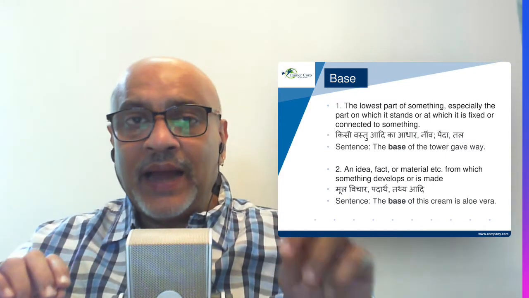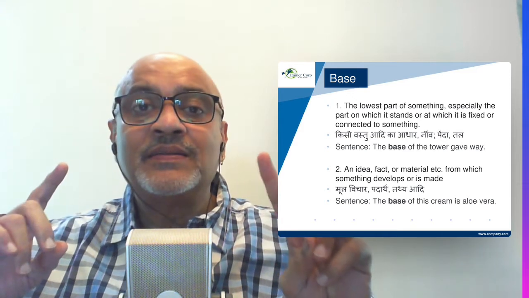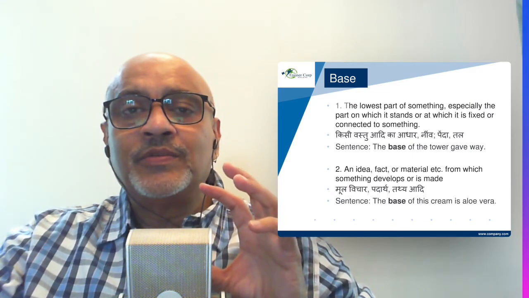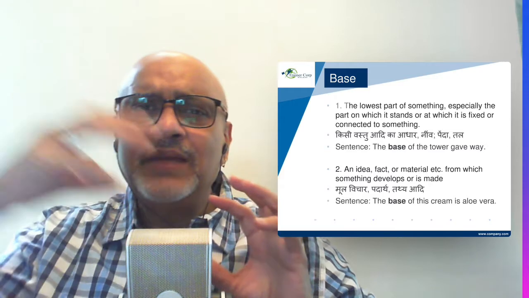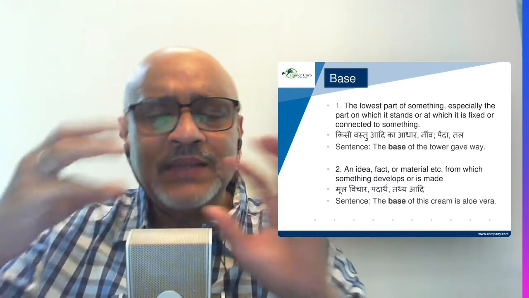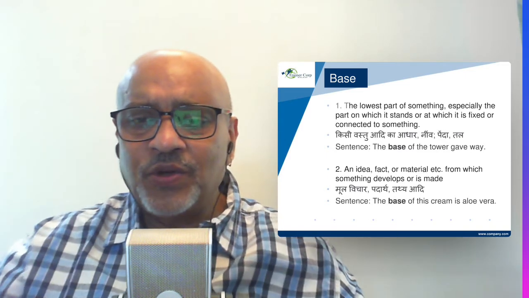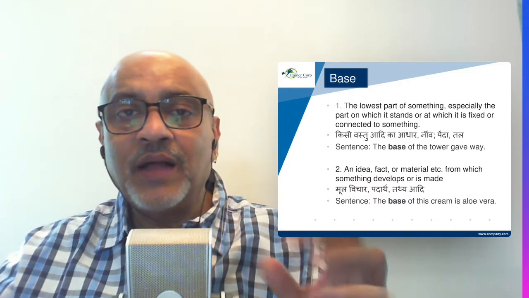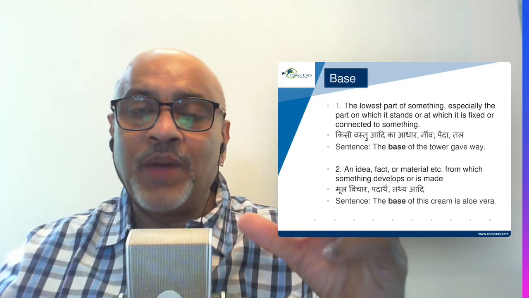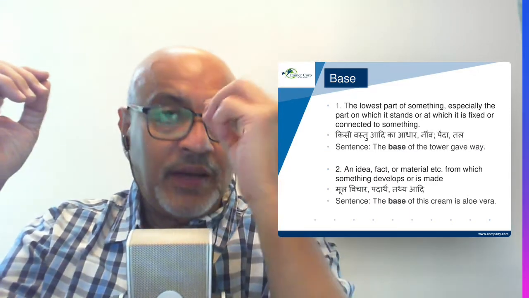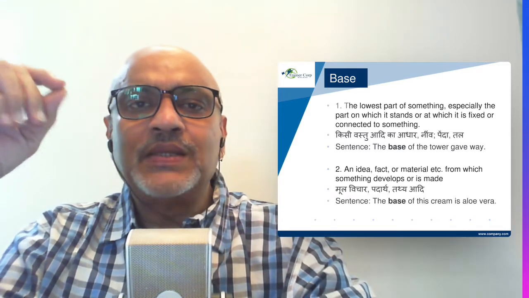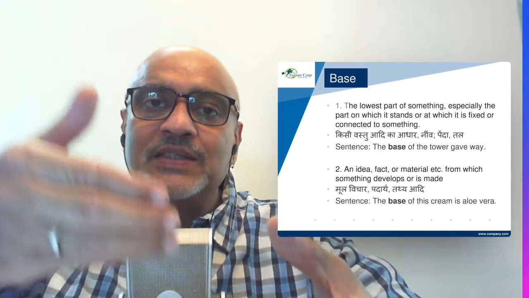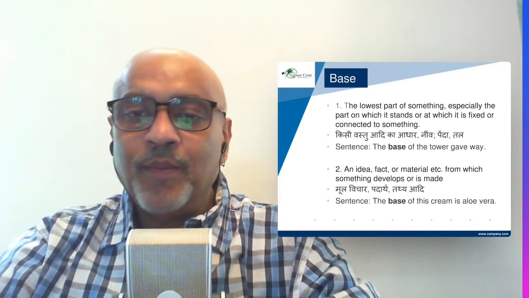The other is an idea, fact, or material from which something else is developed. So take this base as the idea and develop a story. Take this thing as a base and develop a dish. So let's look at the sentence. The base of this cream is aloe vera. Aloe vera is a medicinal plant, supposed to be very good for our skin and also for our gut. The base of this cream is aloe vera. That means aloe vera is the base. From there this cream has been developed. So that is another meaning of base.